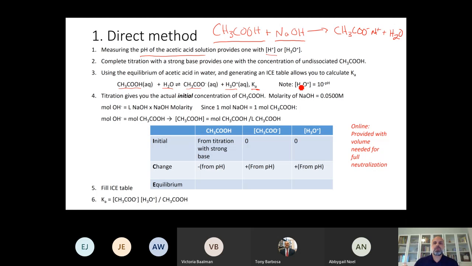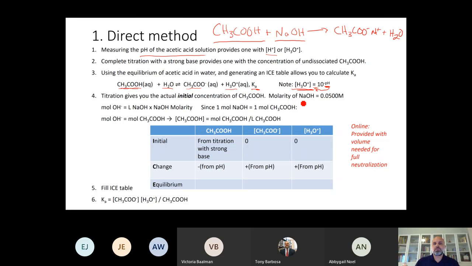And we're going to try to figure out what the Ka is. The way we're going to do that, and what we're doing in this particular method, is by measuring the pH. We measure the pH here, and we can calculate back to generate our proton concentration. By generating our proton concentration, we're then able to calculate back from there in order to calculate our original acetic acid concentration that we started with. So titration gives you the actual initial concentration of acetic acid.